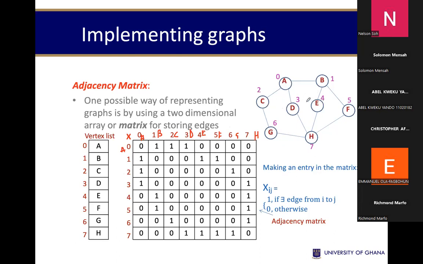And then AE, is there any AE? No, there's no connection. Once there's no connection between A and E, that will be 0. The same applies to A and F, and to A and G. And then lastly, A and H. Because there's no connection between A and H, we put 0 there. And we do the same thing to complete the whole table. Okay, any question on this?